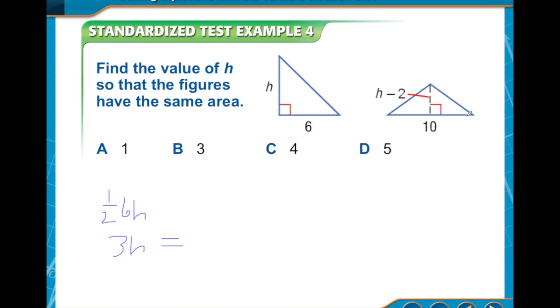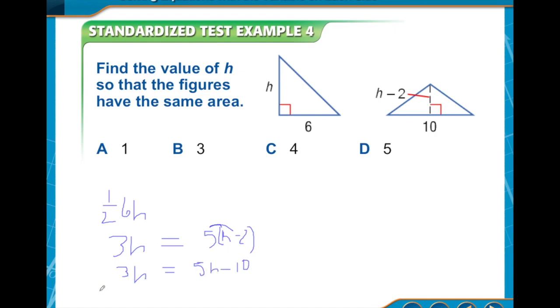1/2 of the base is 10. If we cut it in half, that's 5. So we get 5 times h minus 2. So if this is true, we can distribute this 5. So on the right, we should get 5h minus 10, and that equals 3h.